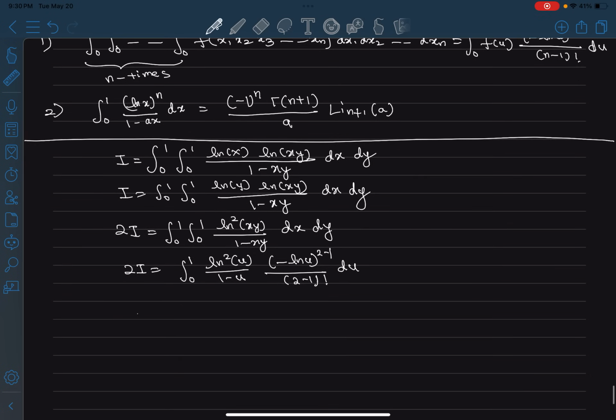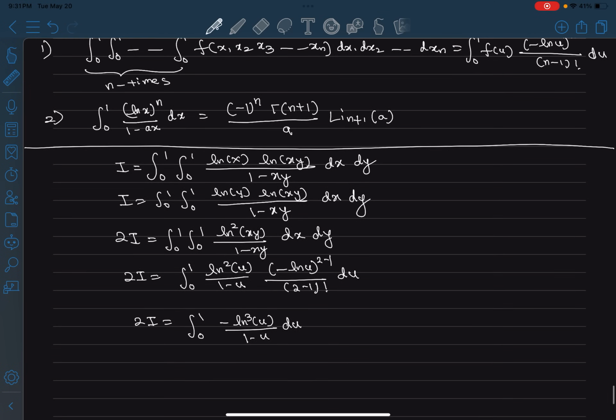Now this becomes 2I equals the integral from 0 to 1. Negative ln u to the power 1 is just negative ln u, so negative ln cube u divided by 1 factorial, which is just 1, times 1 minus u, du. If I take this minus sign out, this becomes ln cube u divided by 1 minus u, du. Again, this is in the same form where we can use the second formula.